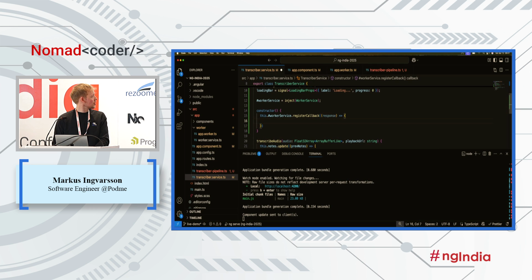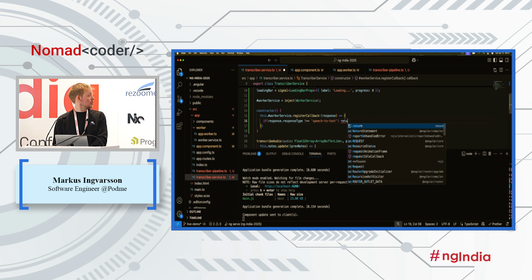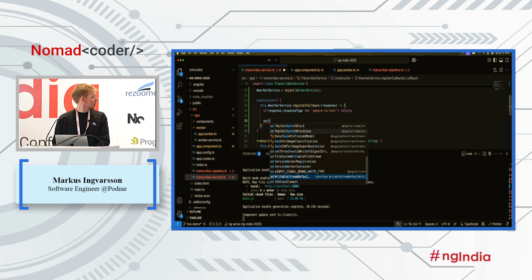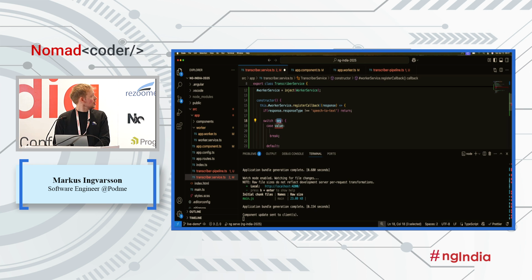So the callback function will take a look at the response. First of all, if the web worker sends us a message that is not of type speech to text, then we actually just want to ignore it. Then it's not of concern to this service. We don't care. However, within this context, we know that the message will be of type speech to text. So let's switch over the status.